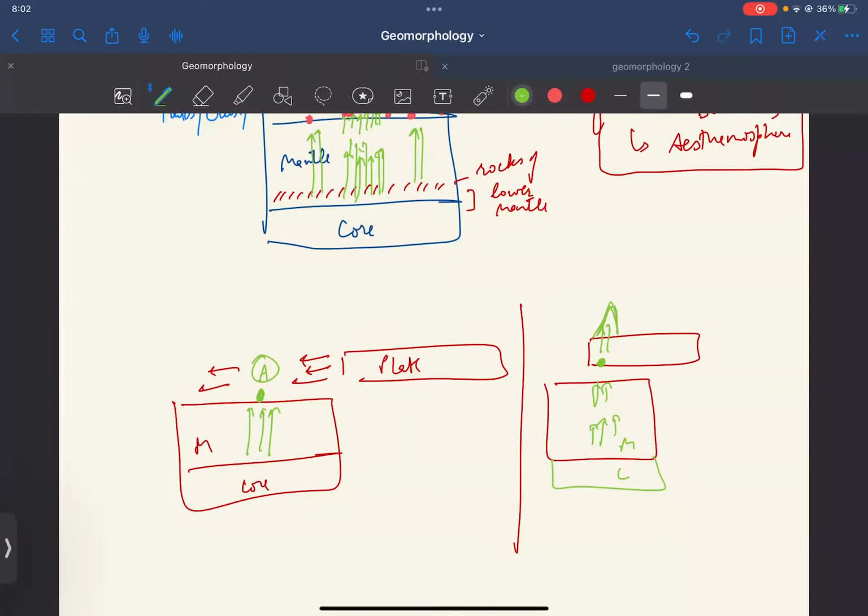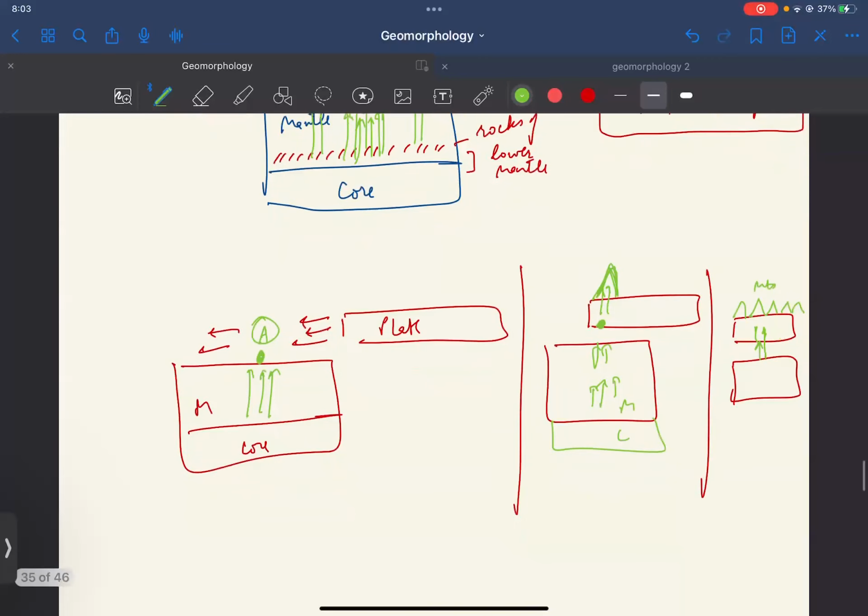It will lead to formation of mountains. First mountain. Again, plate will move further. As plate will move further, what will happen? These are the older mountains. New magma is rising. It will lead to formation of new set of mountains. So as plate will move, it will lead to formation of chains of mountains.